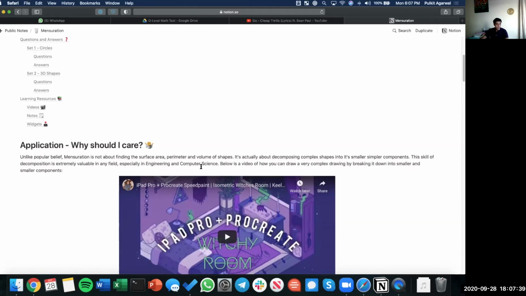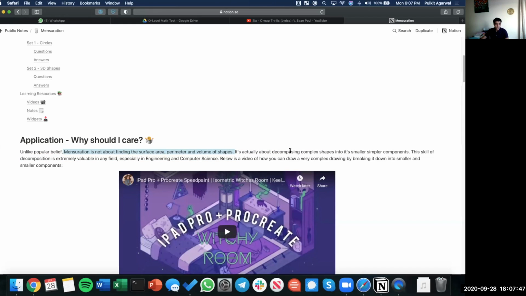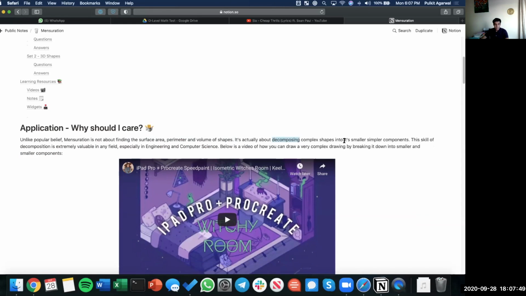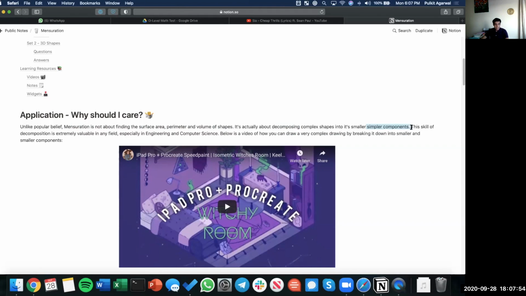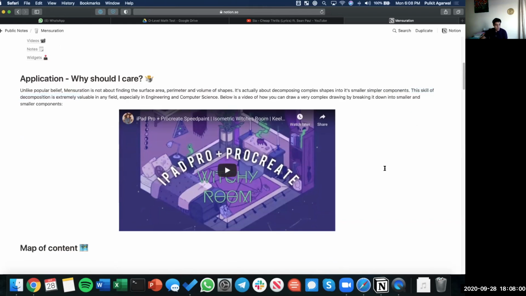So interestingly, what I think mensuration is not really about just finding the surface area, perimeter, or volumes of the shape. I actually think this topic is primarily about decomposition and decomposing complex shapes into smaller and smaller components. And it's this skill of decomposition which is extremely, extremely valuable, especially in engineering and computer science. So let me show you this video of this.